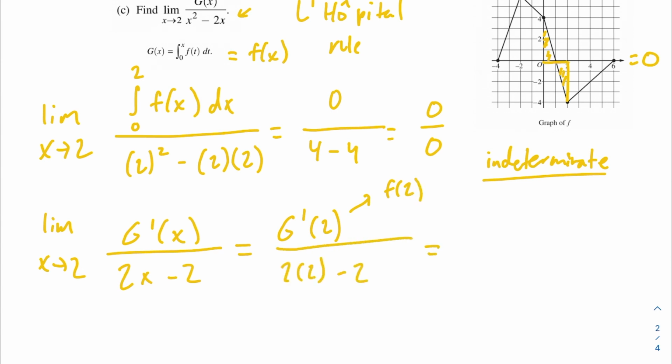So what is f of 2? So we find where 2 is on our graph, and it looks like it is minus 4. So we get minus 4 divided by 4 minus 2, so that would be minus 2. So our limit as x approaches 2 of this equation is going to be minus 2.